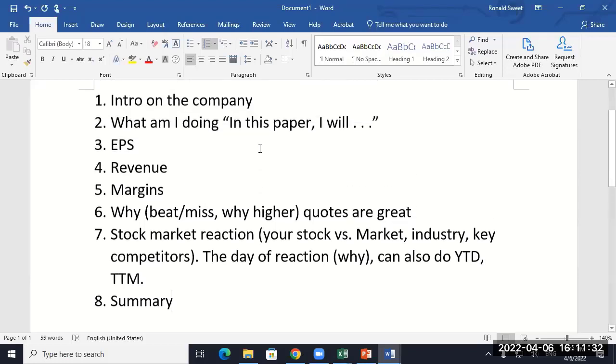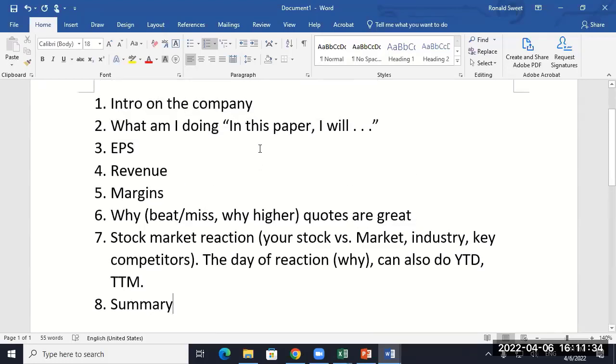How long should a paper be? Long enough to accomplish all of that. Don't ever ask your boss how long this paper should be. It needs to be long enough to do the job. That's part of the critical thinking of the job. All right, so that's the basic thing.